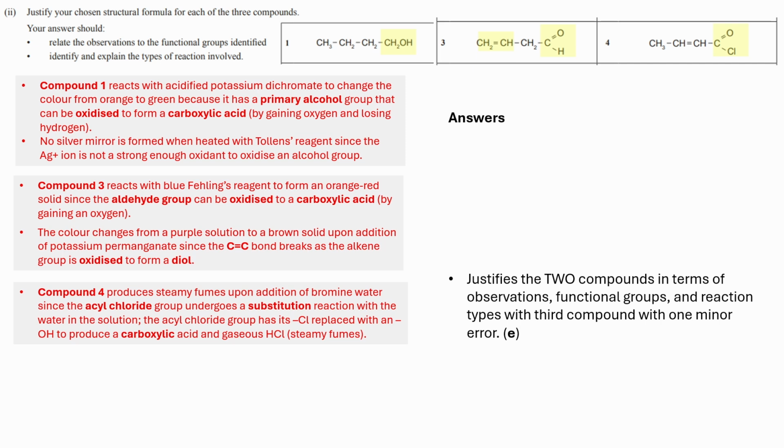The water reacts, an OH from the water replaces the Cl, and HCl is actually produced at the same time. So those are the steamy fumes that we see. So we're producing a carboxylic acid. This is a substitution reaction.